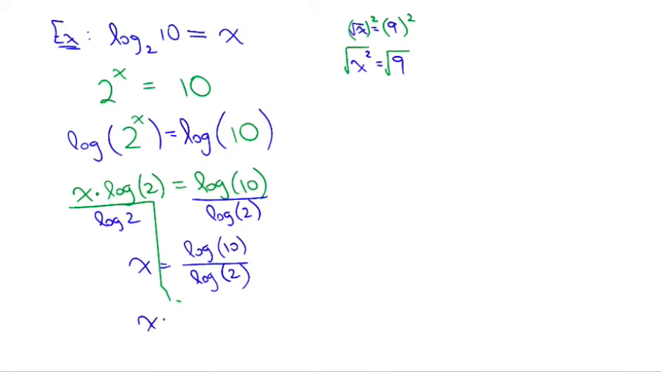So x is approximately, it's not exactly, 3.32. Now, how many decimals do you typically want? 2 should be fine.